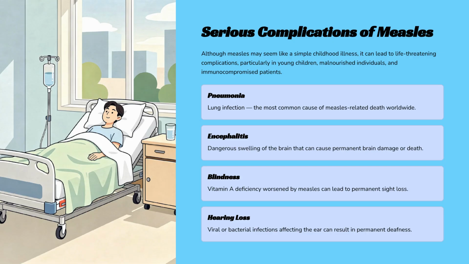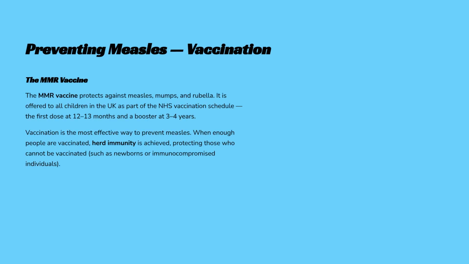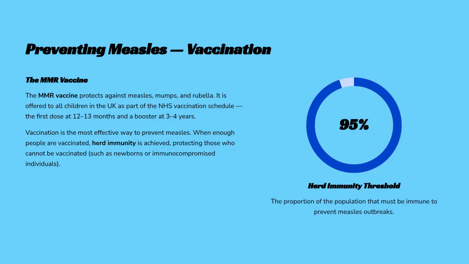Measles can lead to serious, life-threatening complications, especially in vulnerable groups. These include pneumonia, encephalitis, which is brain swelling, permanent vision loss, and hearing loss. To prevent measles, the MMR vaccine is essential. Reaching a 95% herd immunity threshold is crucial to stop outbreaks and protect those who cannot be vaccinated.